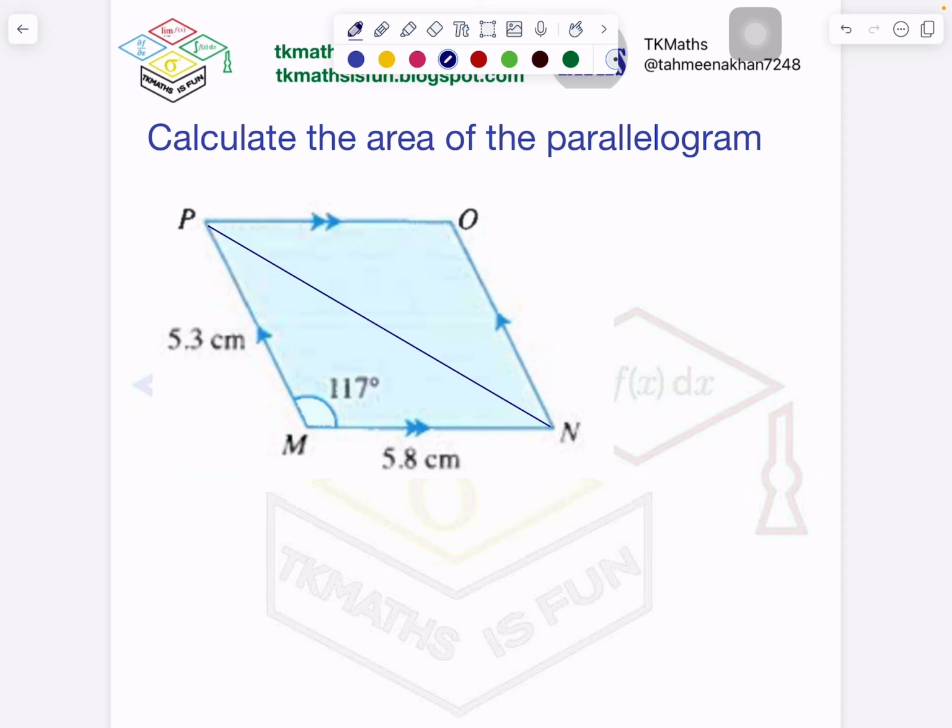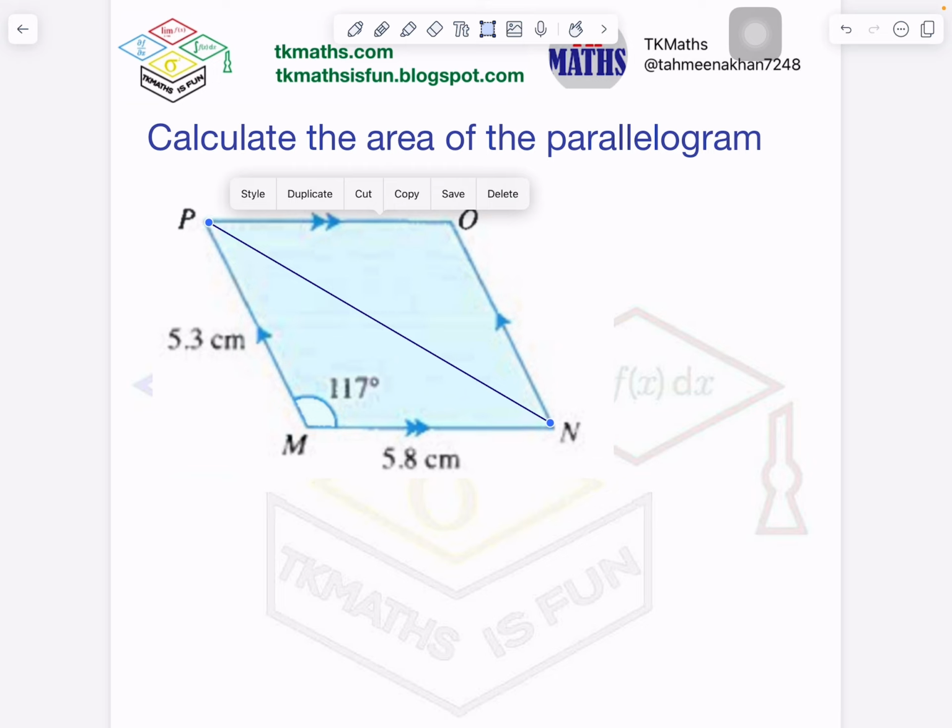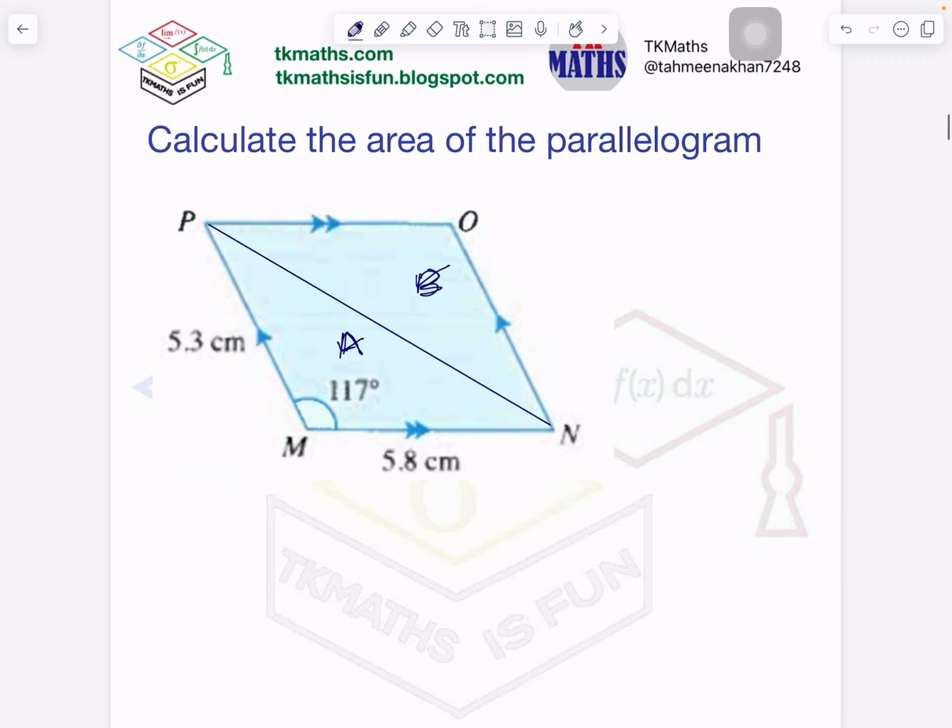So the area of this part and this part is the same. So I will add them up and double it. Let me call this side A and let me call this side B. The area of side A I can easily calculate with the formula I have just shown.